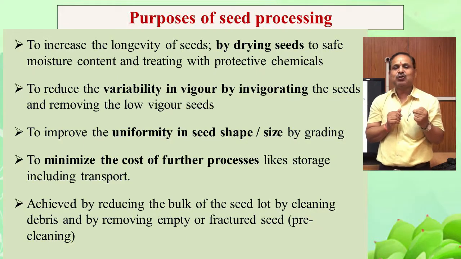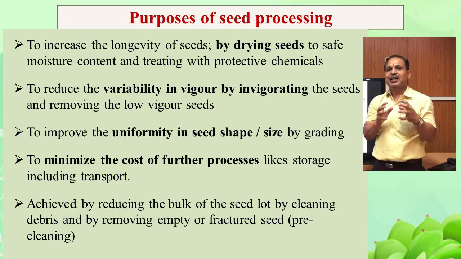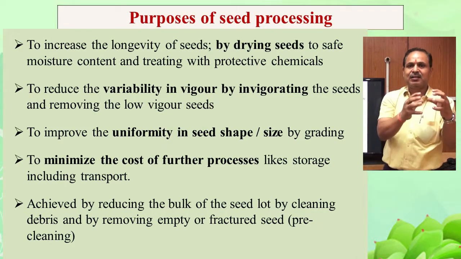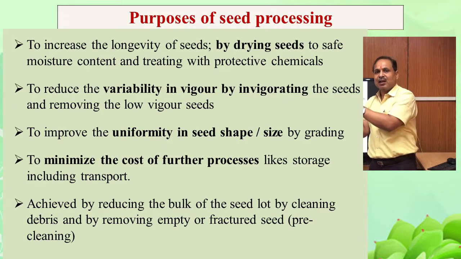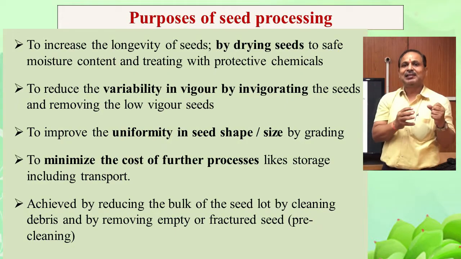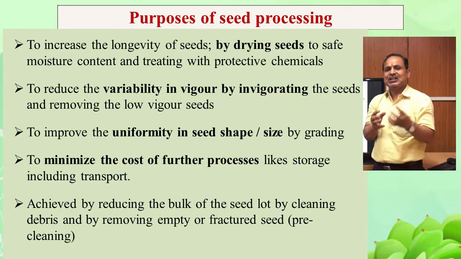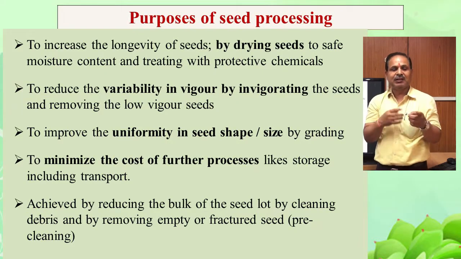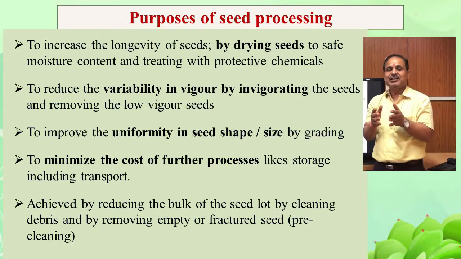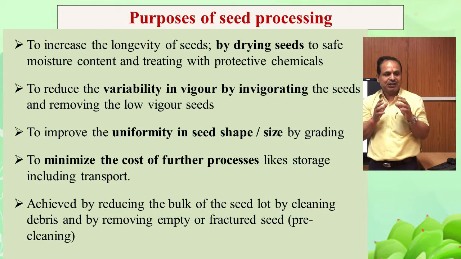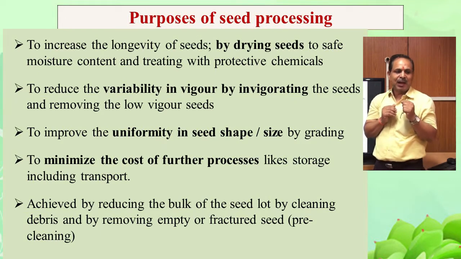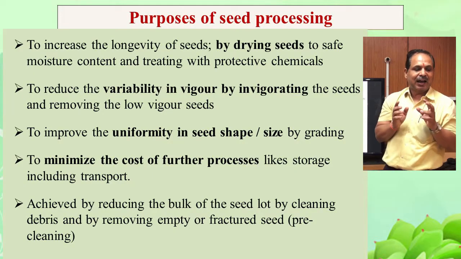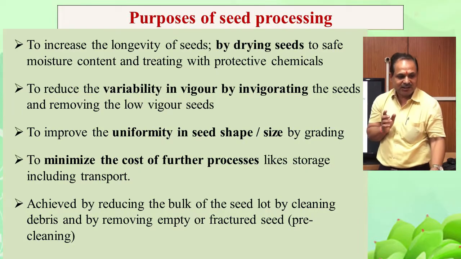Next, to minimize the cost of further processing: if we have a seed lot which is an admixture of many things, like dust particles, stone particles, soil particles, or straw, then after processing, the cost of storage is minimized. All these activities can be achieved by reducing the bulk of the seed lot, cleaning debris and removing empty or fractured seeds.